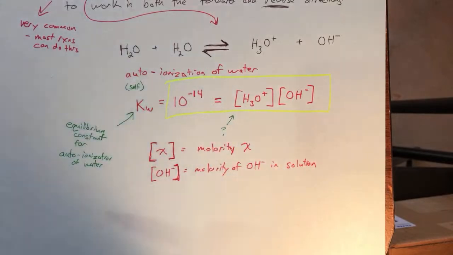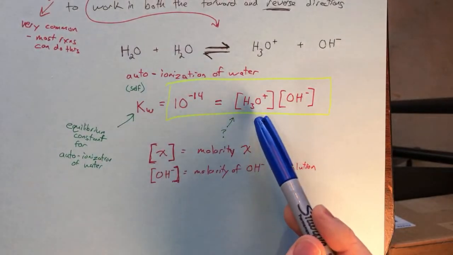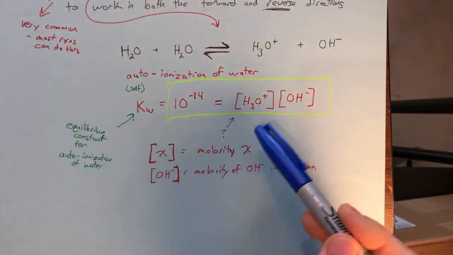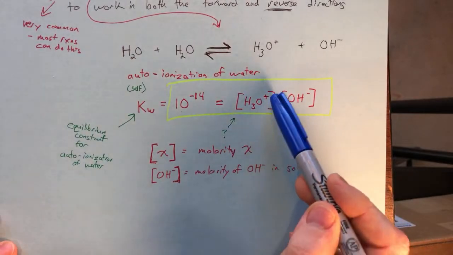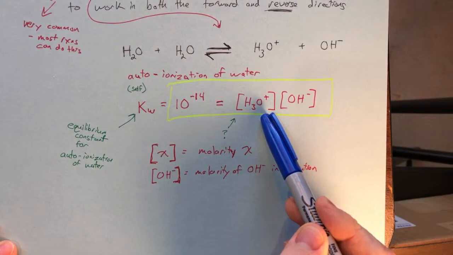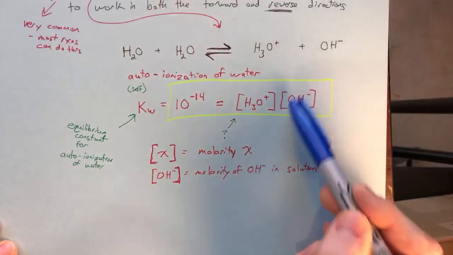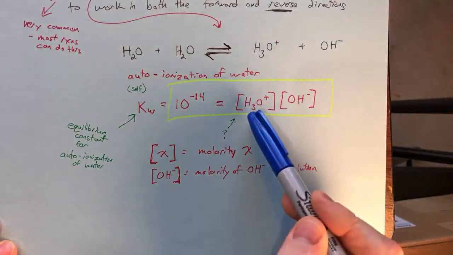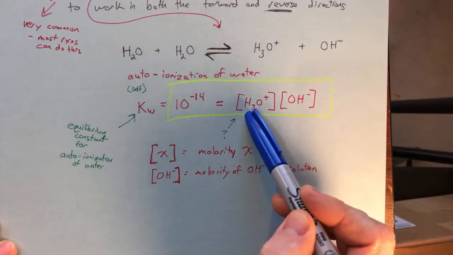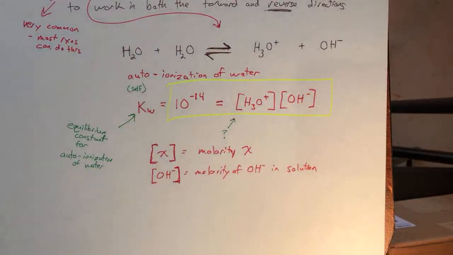Okay? So, what does that mean? That means that if I increase the amount of H3O plus, let's say I have pure water and then I add some hydrochloric acid, I'm going to increase the amount of H3O plus I have in solution artificially. Okay? That means I must also decrease the amount of OH minus that I have in the solution, so that the product of the H3O plus times the OH minus molarities will always be 10 to the minus 14.